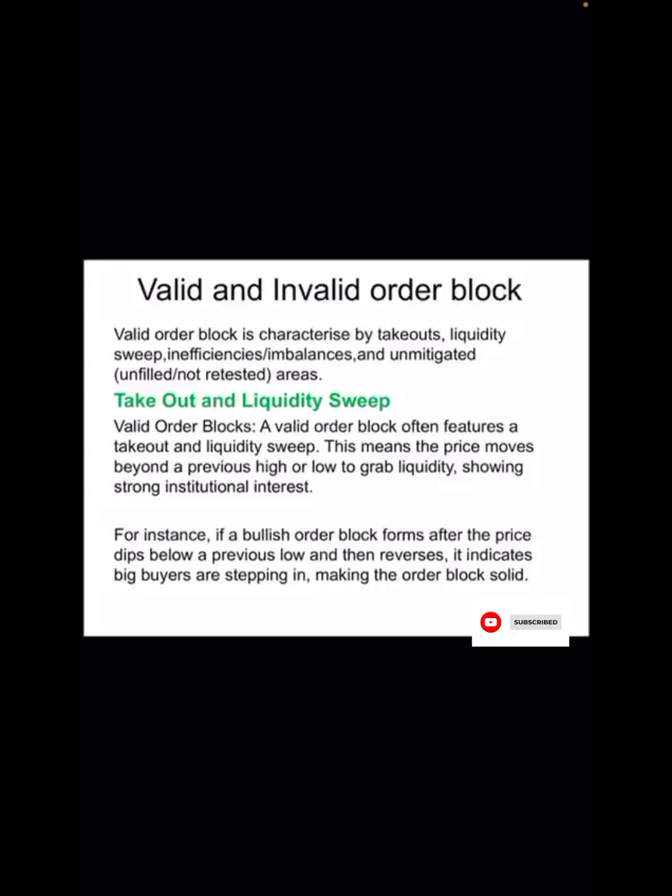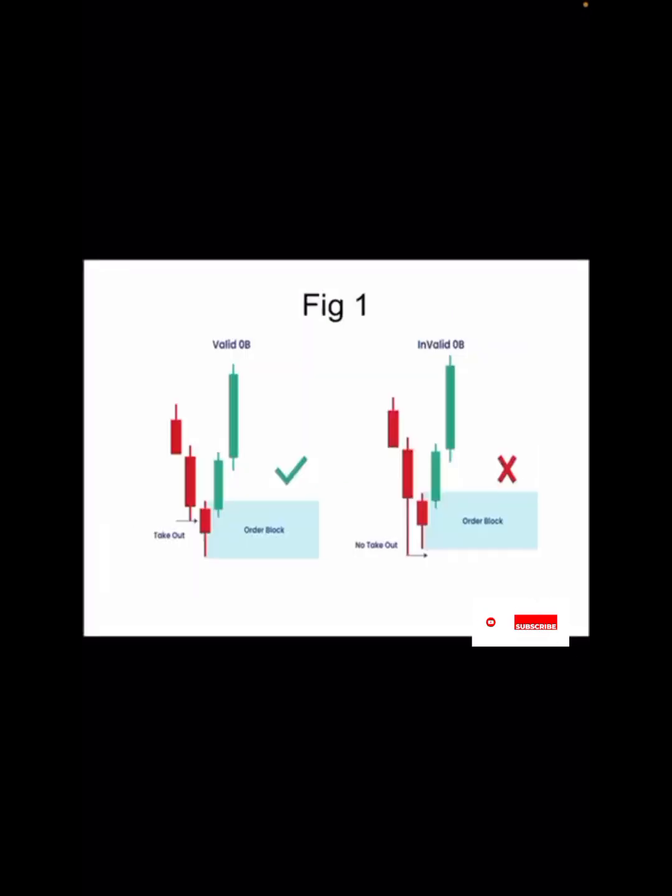Now remember also, there are some order blocks that are invalid, and there are some that are valid. So you need to understand the ones that are valid, and you need to understand the ones that are not valid. Now, there are some factors that determine the validity of an order block. Number one factor, like I said, is characterized by either a takeout, liquidity sweep, inefficiency and imbalances, and unmitigated areas. Now we are going to be looking at this gradually. You get to understand them pictorially, because if you don't see it in picture, you may not really understand it. So I'll show you how this is applicable in picture.